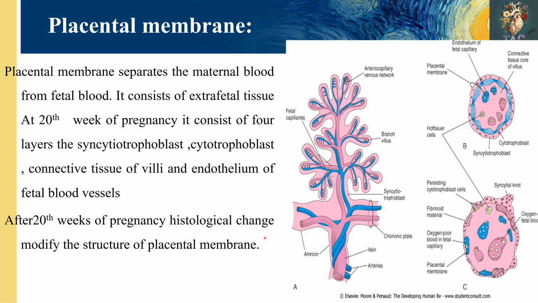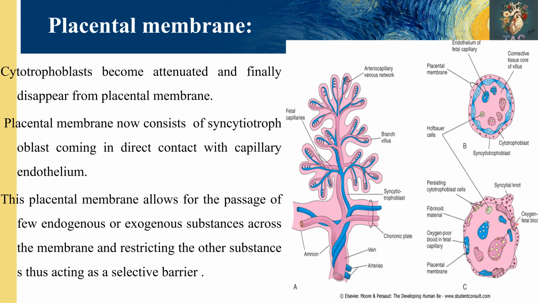After the 20th week of pregnancy, histological changes modify the structure of the placental membrane. So what are these histological changes? The cytotrophoblastic cells become attenuated and finally they disappear from the placental membrane. At this stage, the placental barrier is formed by only two layers, the endothelium of the fetal capillaries and the syncytial trophoblast. So the placental membrane now consists of syncytial trophoblast coming in direct contact with the capillary endothelium.